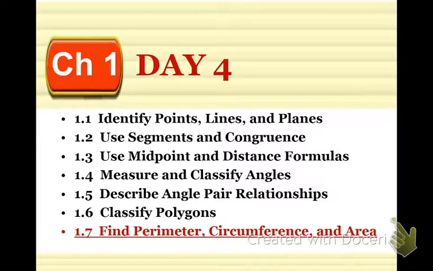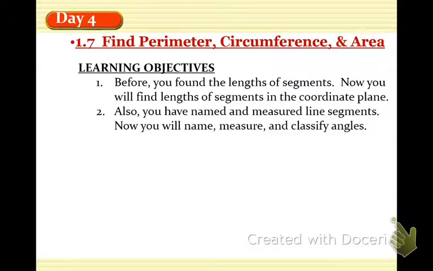This 1.7 is what we're covering today. Find perimeter, circumference, and area. Our objectives. Before we found the lengths of segments, now you'll find lengths of segments in a coordinate plane. Also, you have named and measured line segments. You will name, measure, and classify angles today.